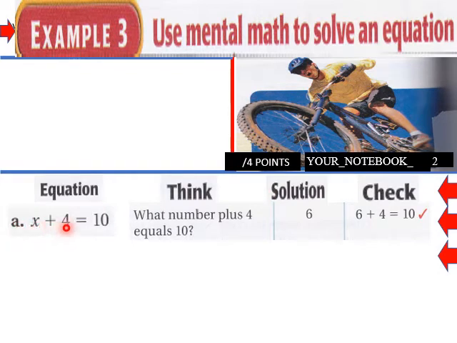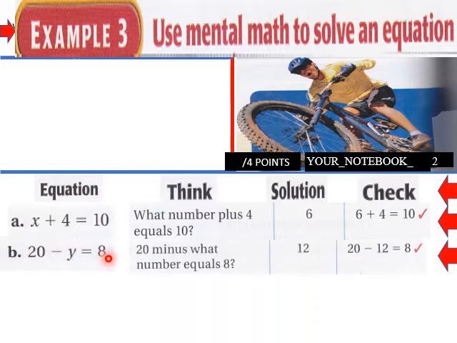So what's x plus 4 equals 10? Think, what number plus 4 equals 10? It'd be solution 6. Plug in 6, it checks. That'd be the process there. And then part B here, 20 minus y equals 8. You think 20 minus what number equals 8? It'd be 12. So 20 minus 12 equals 8. So there's your thinking process.